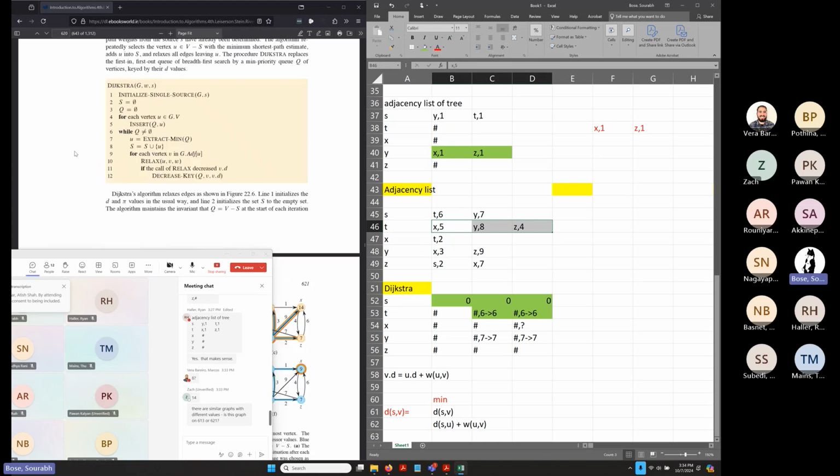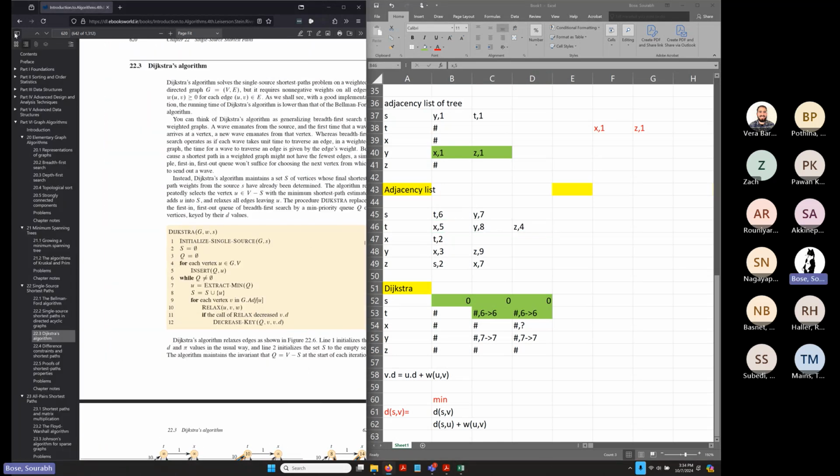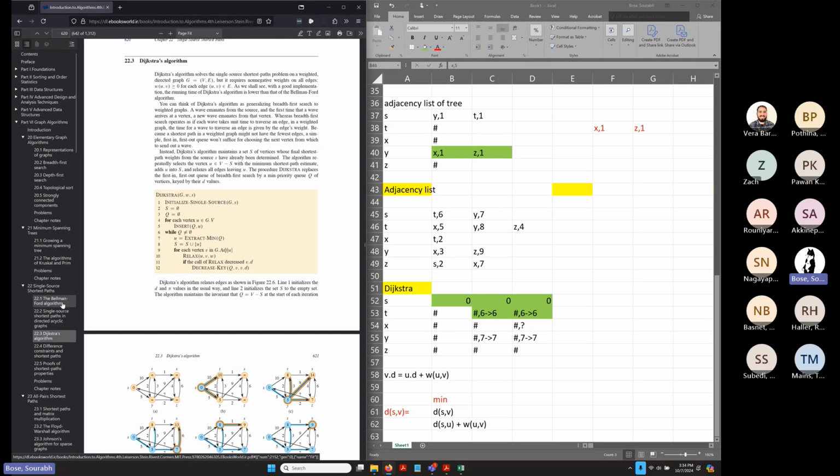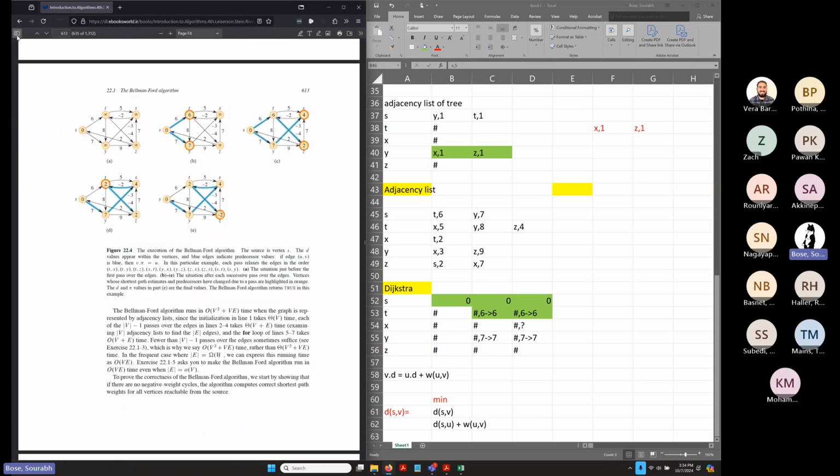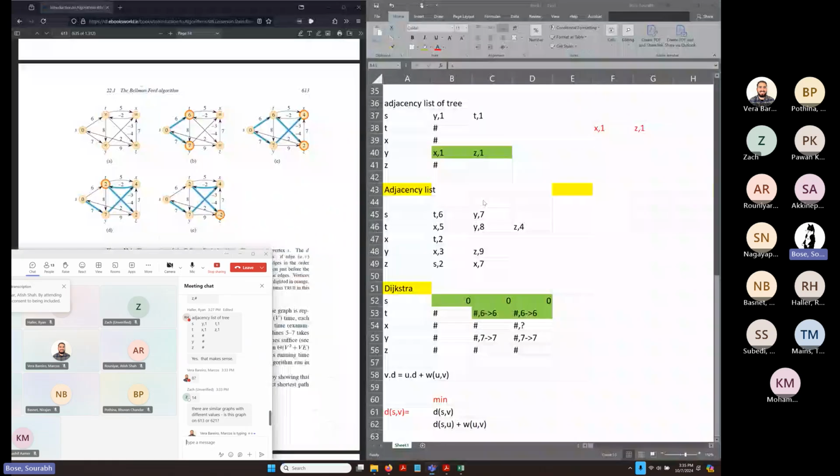I see the issue. Hold on. I'm going to go back to the Bellman-Ford graph. We are going to maintain the same graph. We are not looking at the graph from the book. We are solving our own adjacency list graph. This one, we are not going to be looking at the book because we are not following that one. Sorry about that.